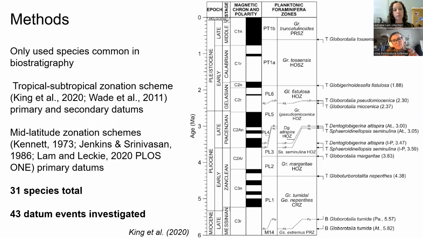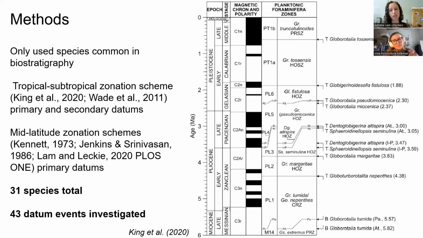So we pulled the primary and secondary datums in the late Neogene from the tropical and subtropical zonation scheme that was updated first by Wade and others in 2011, and most recently by King and others in 2020. And that's part of the figure you're looking at on your screen on the right side. And we also used the primary datums that were very prevalent in the mid-latitude zonation schemes. So those schemes that were developed first by Kennett in 1973, that were later updated by Jenkins and Srinivasan in 1986, and then Mark and I's datums that we developed for the Northwest Pacific.